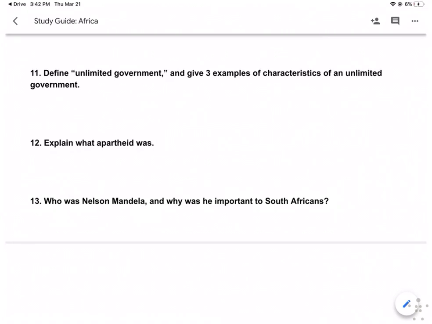And he was supposed to serve a life sentence, but then you had F.W. de Klerk come and release him from jail, and he was president at the time, F.W. de Klerk, and he released Nelson Mandela, and they worked together to end apartheid overall. So that's why he was so important to South African people, because he was part of the movement that helped destroy apartheid.